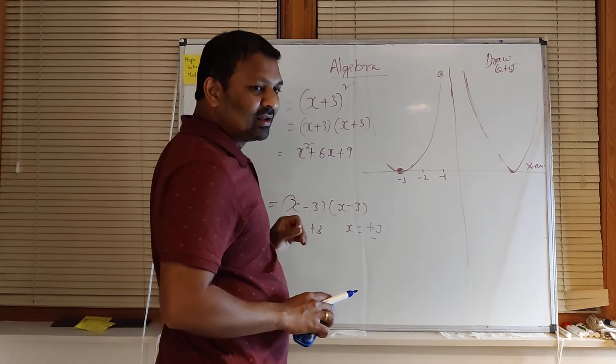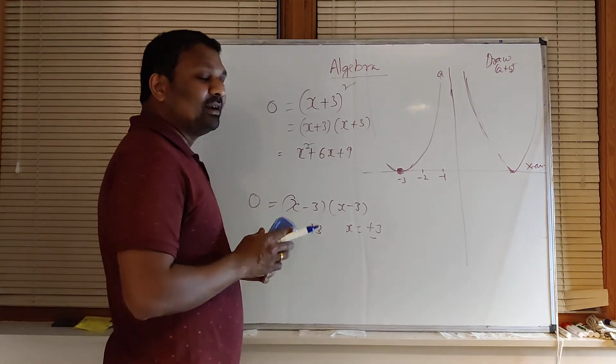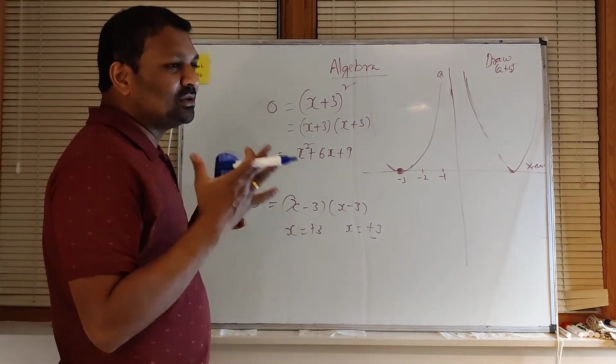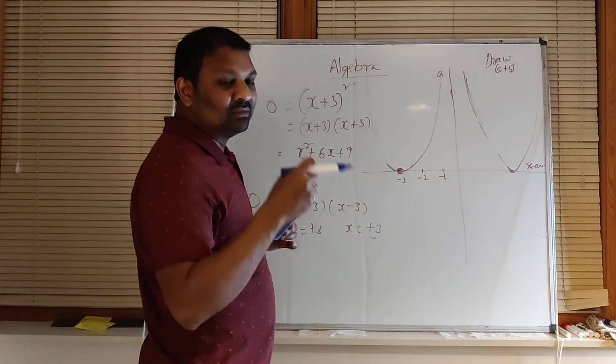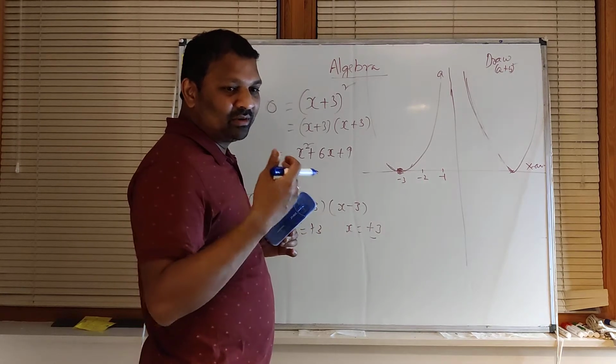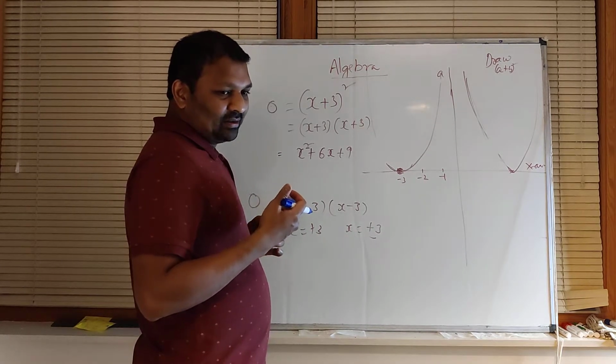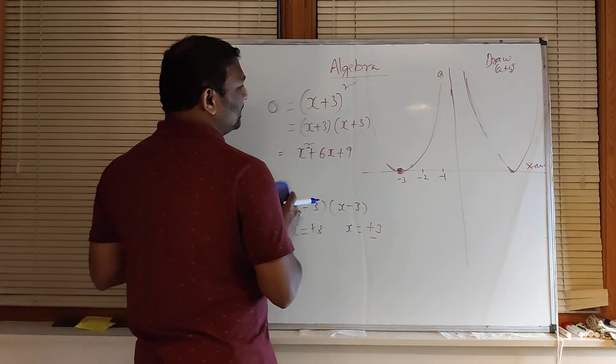But even though it is only one point, it can be considered as 2 points. There are 2, both are the same. That's how you should read it. It has 2 roots, but both roots are the same. It has 2 factors, both factors are the same. That's how you have to interpret it.